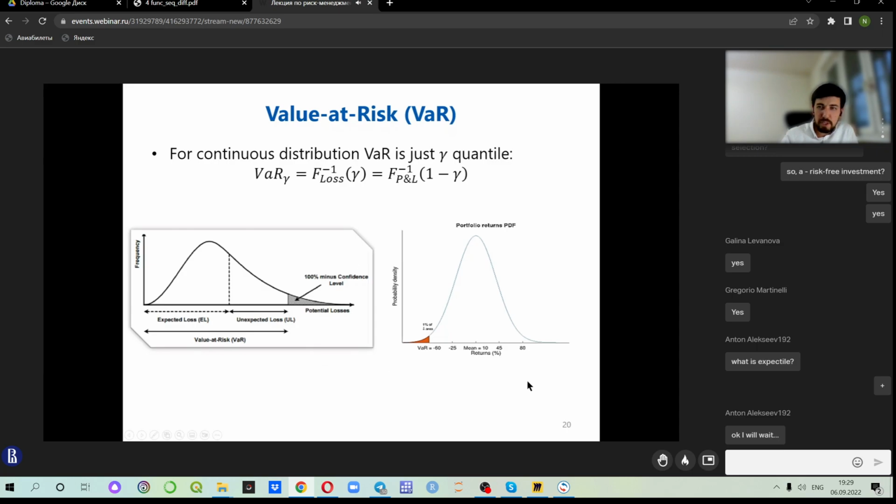So in these pictures, you can see how it arises from the probability density picture. On the left-hand side, you can see the typical picture of credit risk.